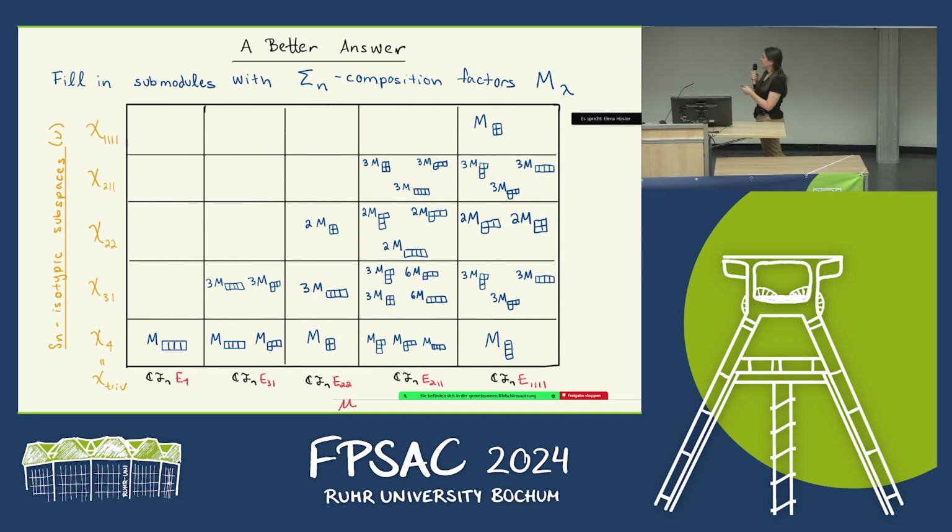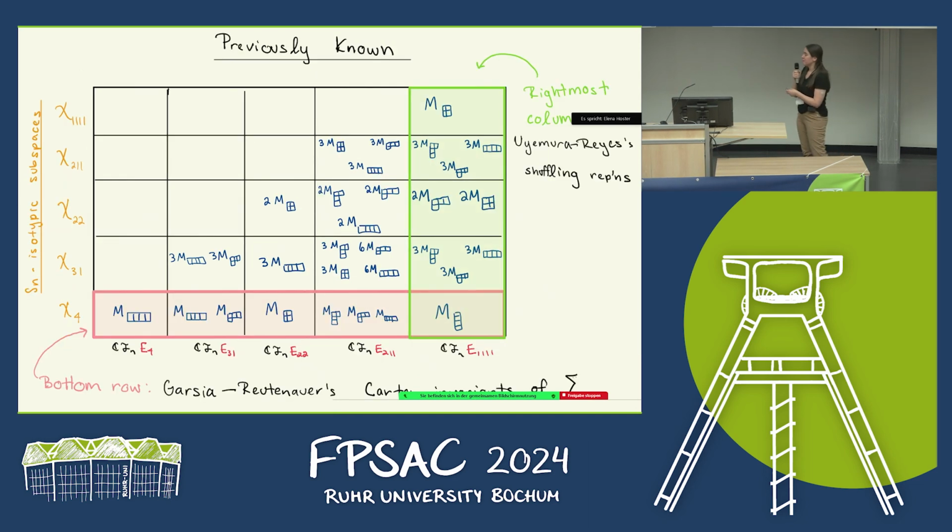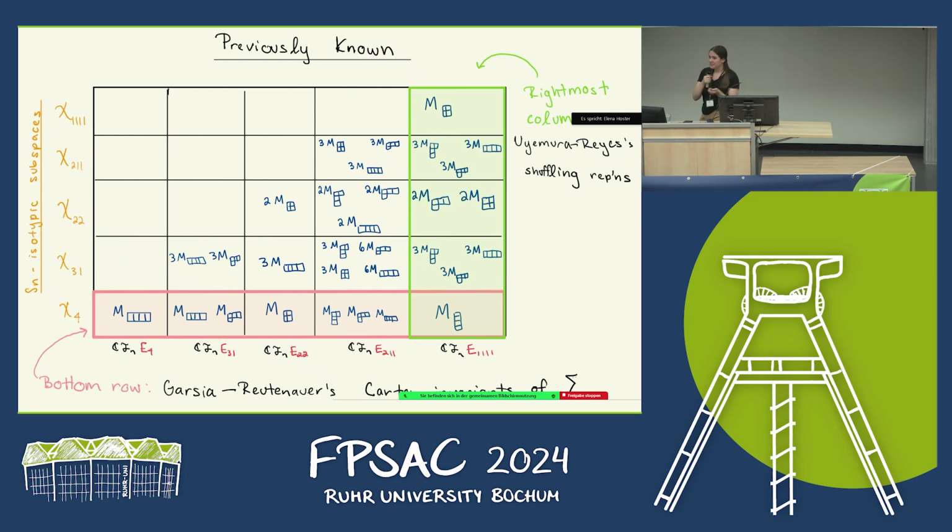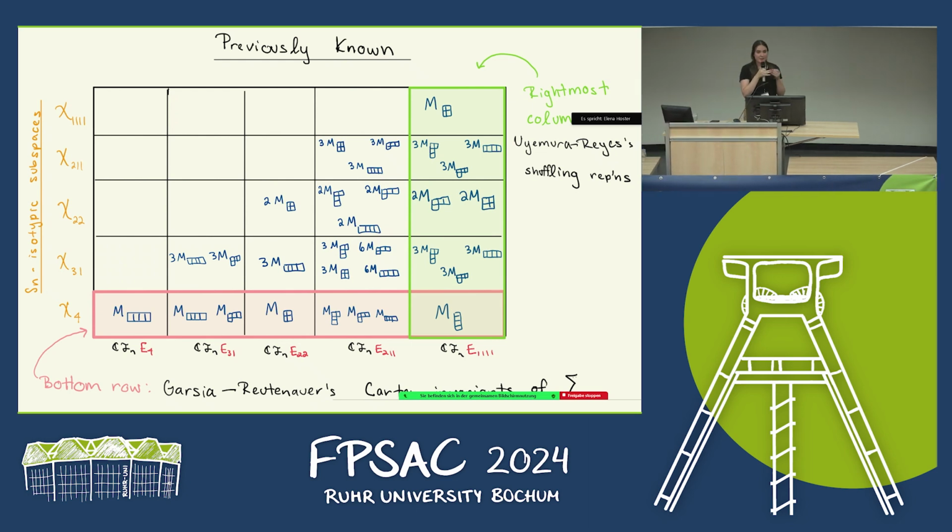Now, fortunately, some of these numbers were already known. So the bottom row is essentially the descent algebra up to anti-isomorphism. And it turns out each box in the bottom row is something called a projective indecomposable module. So these numbers mean something. These numbers are the Cartan invariants of the descent algebra. And these were known in Garsia-Reutenauer's work. Similarly, the rightmost column is also known due to work of Uyemura-Reyes, kind of from the perspective more of shuffling.